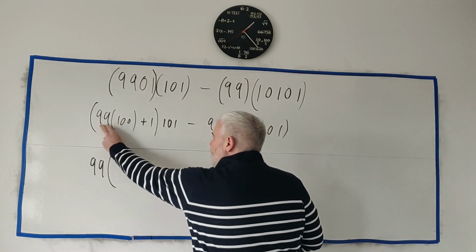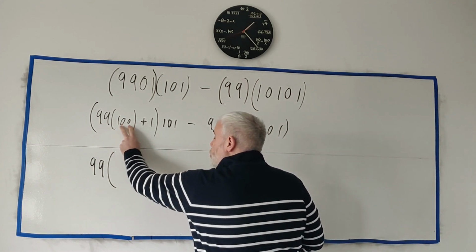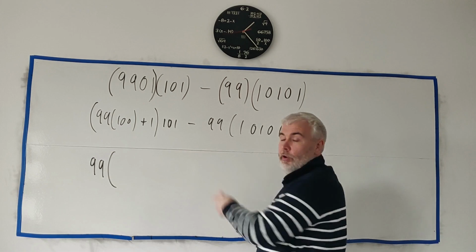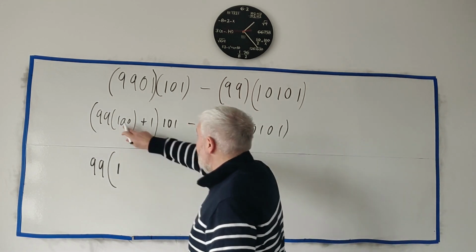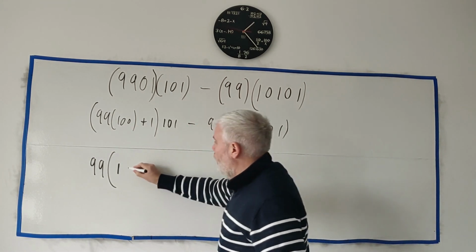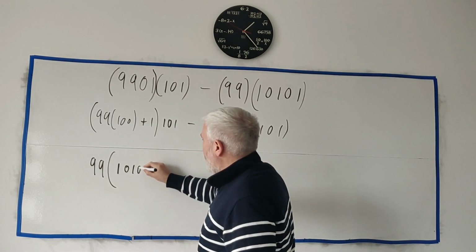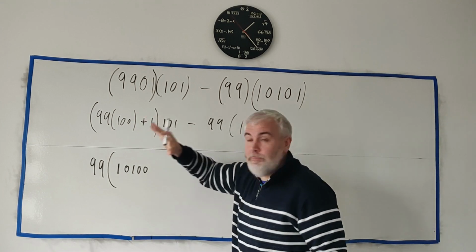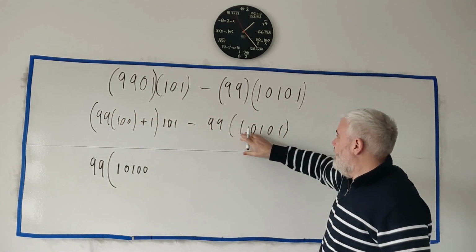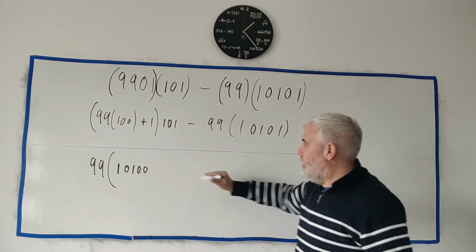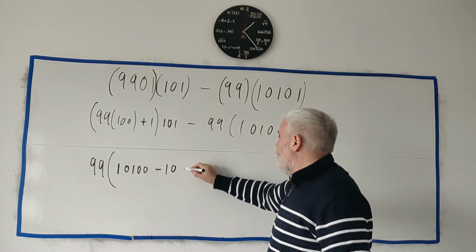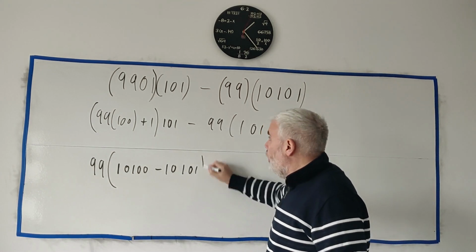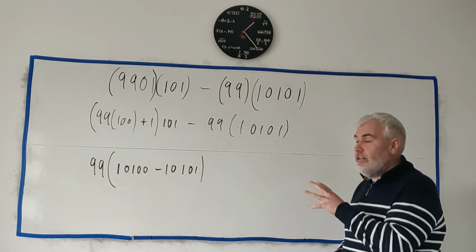Over here, what multiplies this 99? This 100 does, and this 101 does. So let's multiply these together. 100 times 101 is 10,100. What else multiplies by a 99 in this term? This number here does, and there's a minus here, so it's minus 10,101. So that's taken 99 out of that.